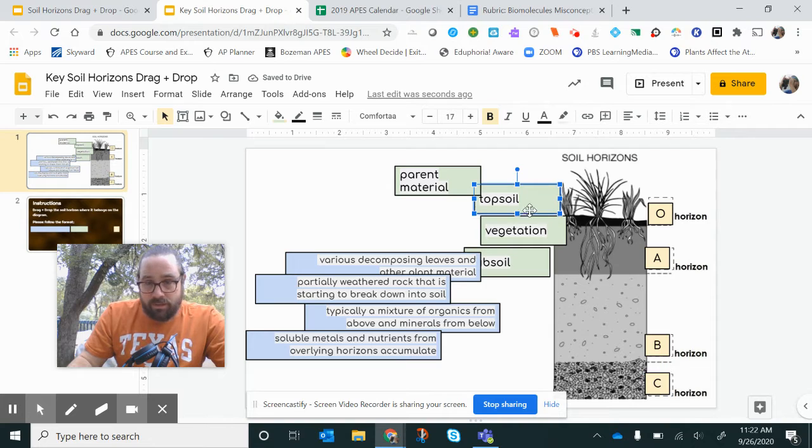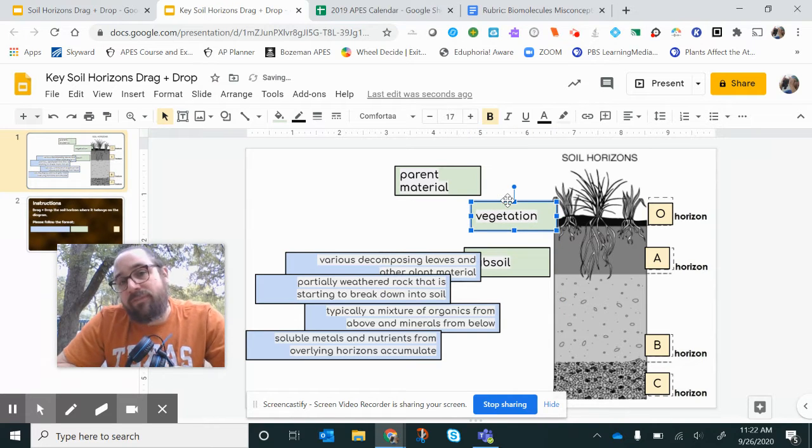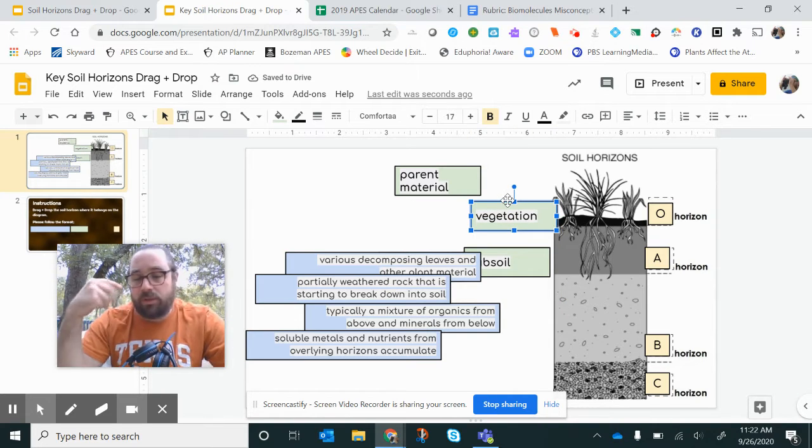The O horizon is not the topsoil. That is the vegetation layer. That's where most of the life actually happens. That's where a lot of the roots are growing. That's definitely where the plants are growing. There's so much soil bacteria. Soil is really good at sequestering carbon dioxide out of the air. There's so much life in soil.